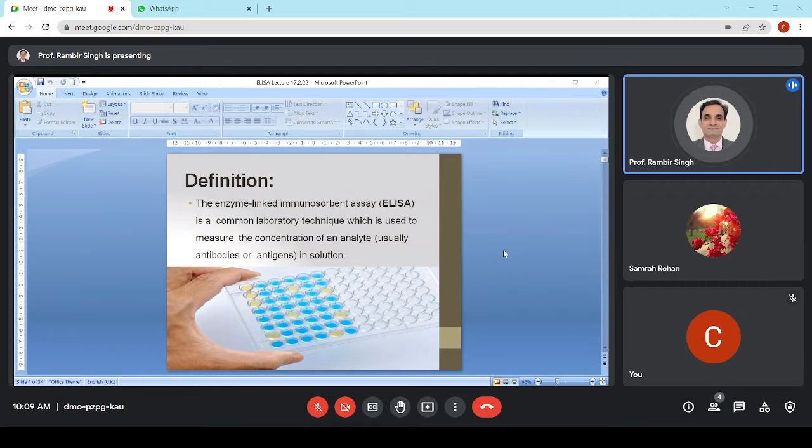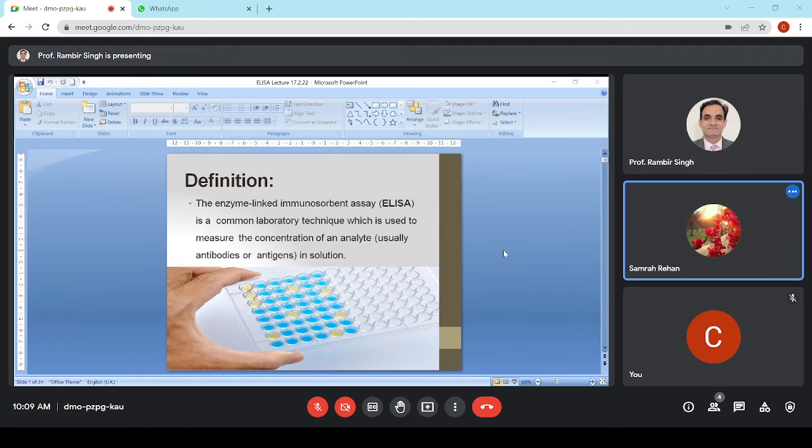So in molecular diagnosis, we measure the antigen or antibody molecule, and if we are able to measure a specific antigen or a specific antibody, then we can be sure that the symptoms are because of this particular infection. So how is it done?